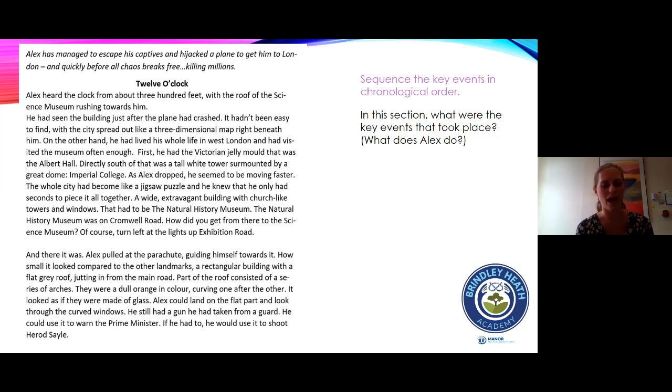And there it was. Alex pulled at the parachute, guiding himself towards it. How small it looked compared to the other landmarks. A rectangular building with a flat grey roof jutting in from the main road. Part of the roof consisted of a series of arches. They were a dull orange in colour, curving one after the other. It looked as if they were made of glass. Alex could land on the flat part and look through the curved windows. He still had a gun he had taken from a guard. He could use it to warn the Prime Minister. If he had to, he would use it to shoot Herod Sale.